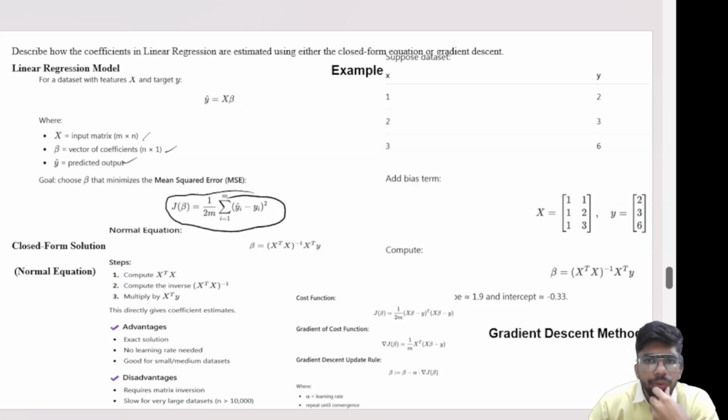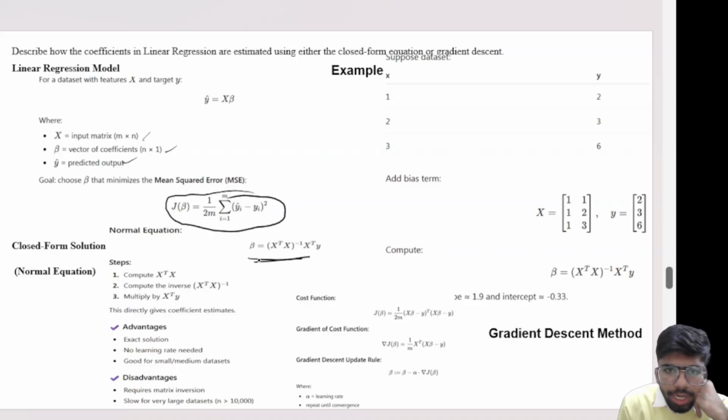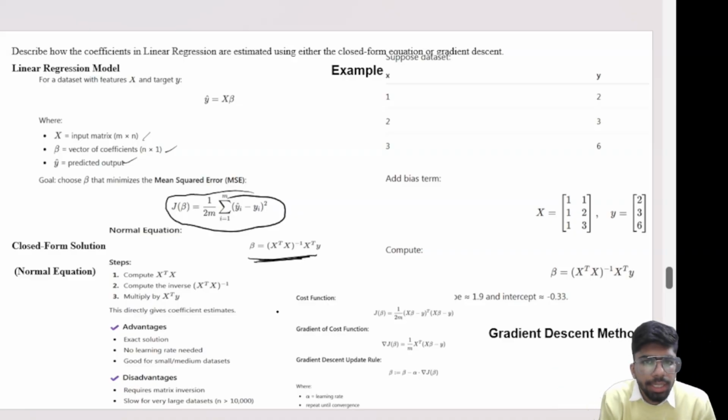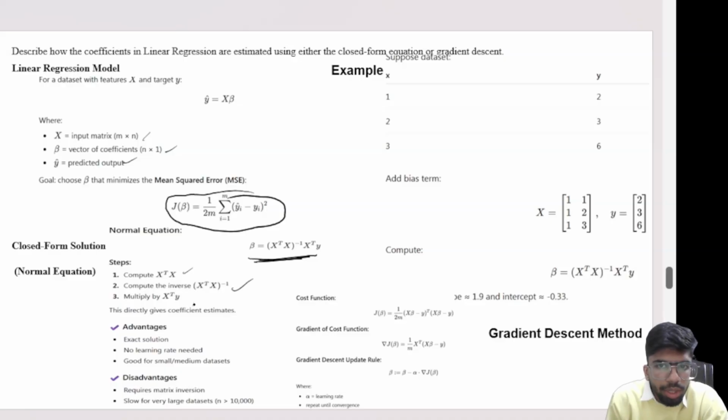So moving on to the closed form solution, this normal equation gives the coefficients directly without iteration. We are given the equation of beta here. We first compute the matrix X transpose X, then compute the inverse of the same matrix, and then multiply it by X transpose y. This directly gives us beta. We follow all these 3 steps.